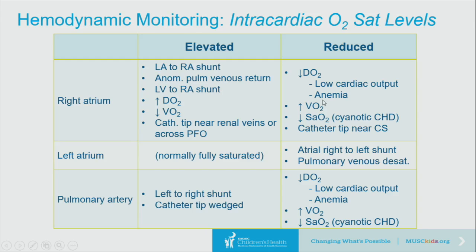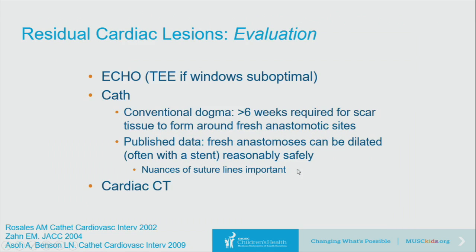It's similar to if your right atrial sats are low, by and large. You've got either decreased delivery, increased consumption, or underlying cyanotic heart disease. So the first step, once you get past your routine clinical data to evaluate for residual lesions, is almost always echocardiogram. Keep in mind that you can do a TEE in the CICU if your transthoracic windows are inadequate because the chest is open or the bandages, whatever the case may be. As far as cardiac catheterization, that was the old gold standard.